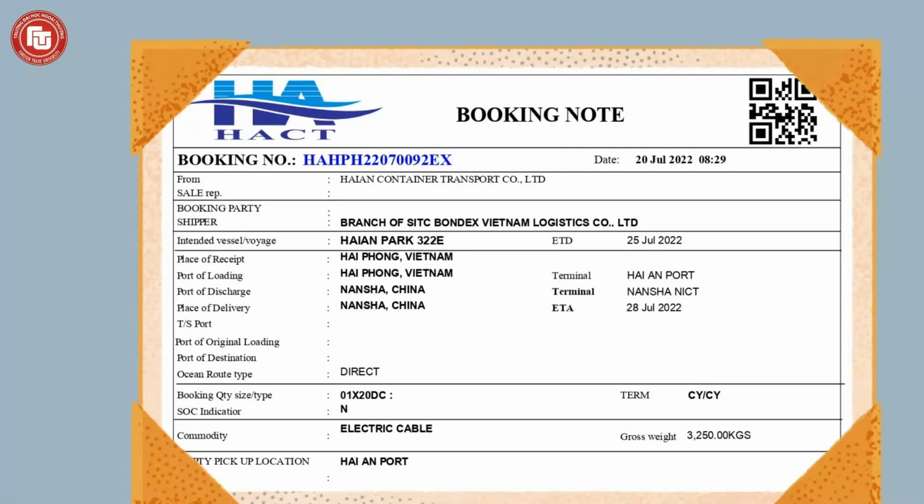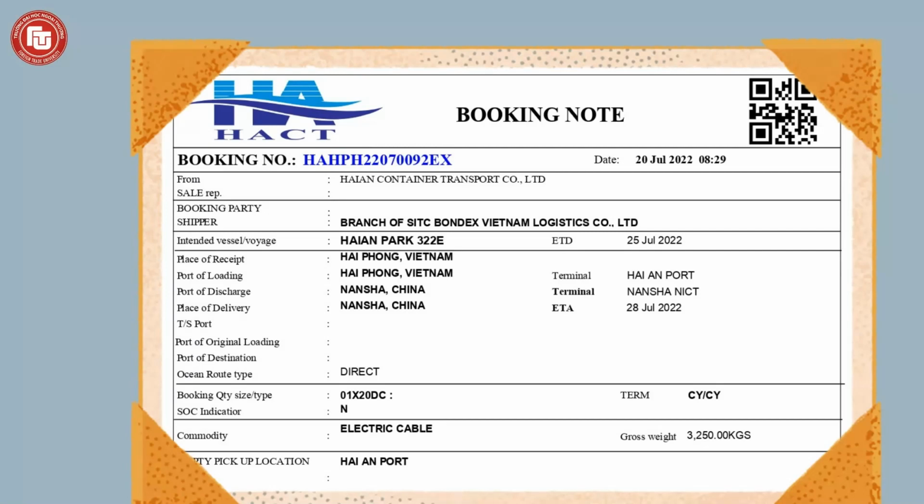The port of loading is Hai Phong, Vietnam. The port of discharge is Nansha, China. The cutoff time is exactly 6 p.m. of the 23rd July 2022. Estimated time of departure is the 25th of July 2022, and the estimated time of arrival is 28th July 2022. The transit port in our case is a direct route, so there is no transit port. The commodity is electric cable.